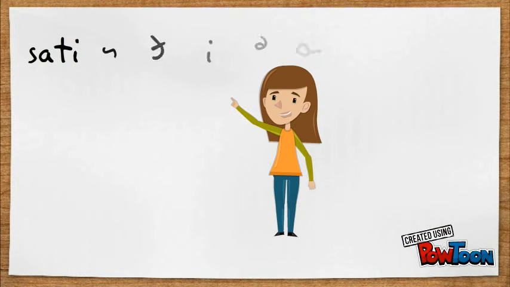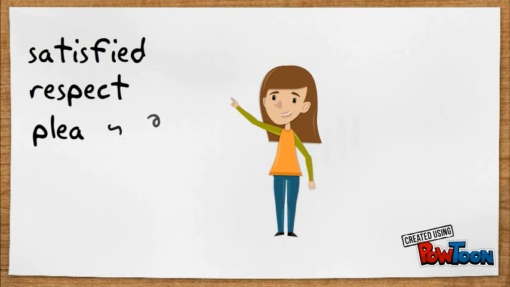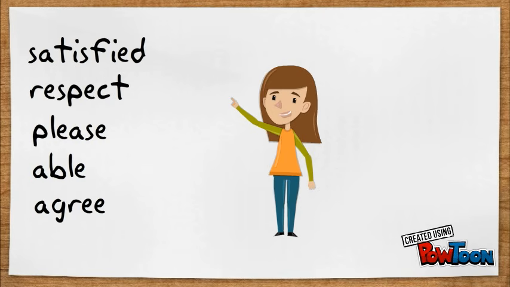Look at these root words that you can add the prefix dis to. Satisfied, respect, please, able, agree, and honest. Right now, I encourage you to pause this video, add the prefix dis to these words, and even try some out in sentences to practice their new meanings. So, did you do it? Well, let's check and see what you got. Do your answers match mine?